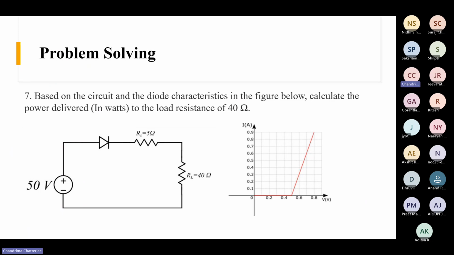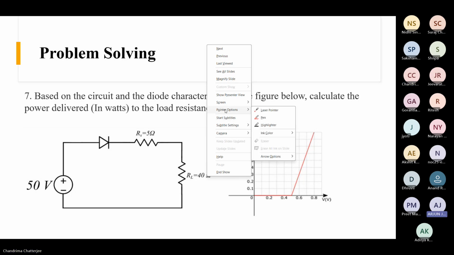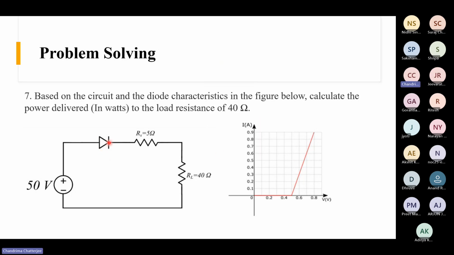So again, I think we have got a similar problem. Based on the circuit and the diode characteristics in the figure below, calculate the power delivered in watts to the load resistance of 40 ohm. So this is our load resistance, 40 ohm, and this is the diode. And this is another, maybe a source resistance or some resistance present in our circuit, and this is the diode. The diode characteristics is already given here.